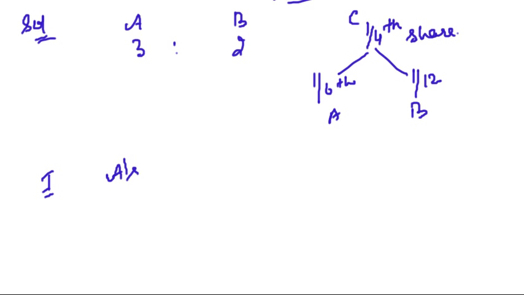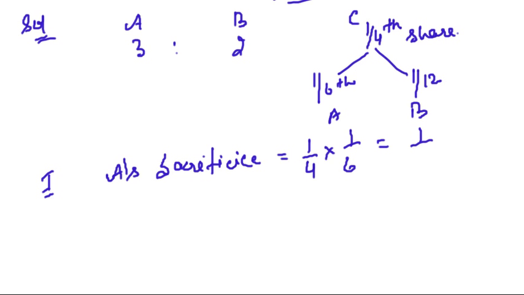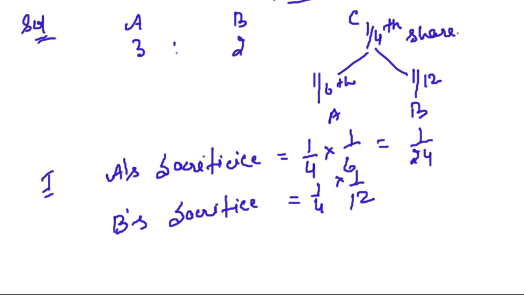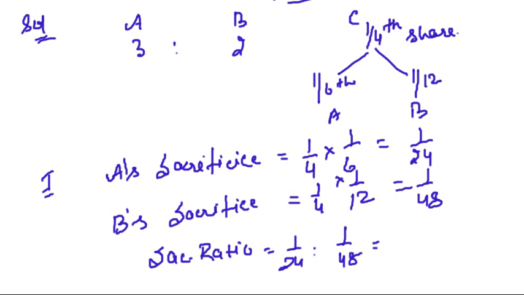What is A's sacrifice in this case? It is very clearly given. A's sacrifice is, out of the 1/4 share of C, he is taking 1/6 from A. This comes to 1/24. What is B's sacrifice? Out of this 1/4, 1/12 he is gaining from B. This comes to 1/48. So what is going to be the sacrificing ratio? 1/24 is to 1/48. This I can say as 2:1. This is going to be our sacrificing ratio.